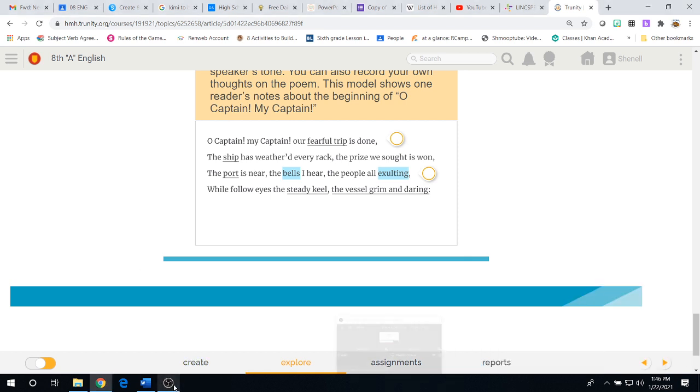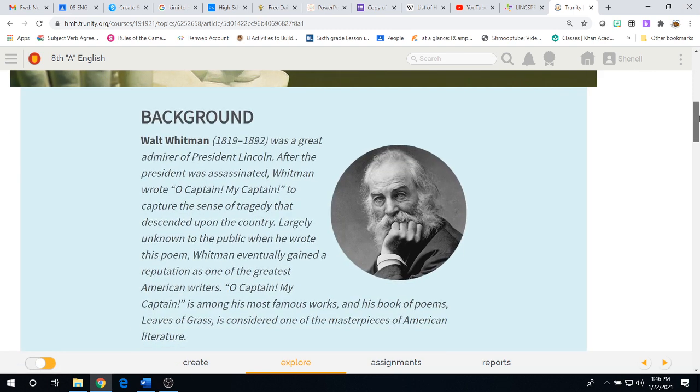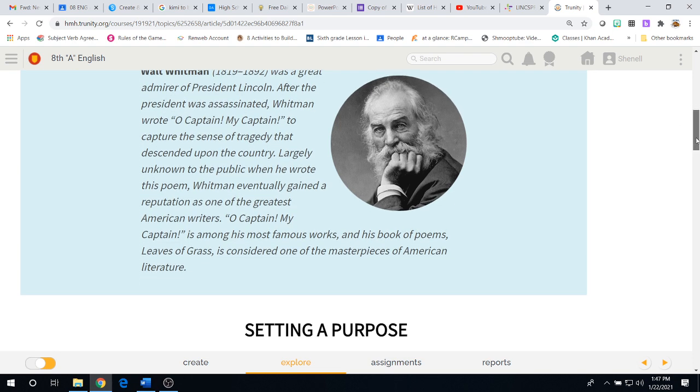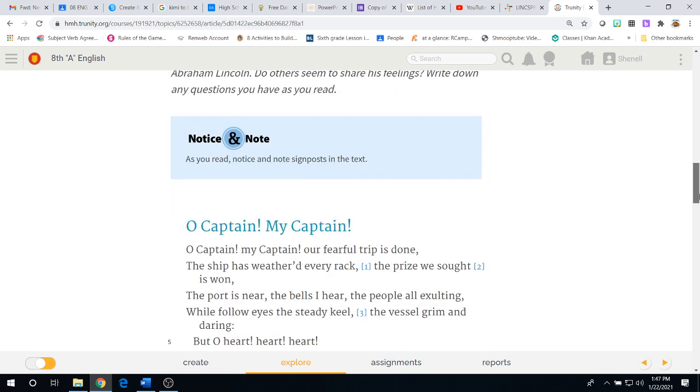So we're going to go to the poem now. Oh Captain, My Captain was a poem written by Walt Whitman. We have a little bit of info about him. He was born in 1819 and passed in 1892. He was a great admirer of President Lincoln, hence him writing Oh Captain, My Captain to capture the sense of tragedy that descended upon the country when he was assassinated. He was largely unknown to the public when he wrote this poem, but Whitman eventually gained a reputation as one of the greatest American writers. Oh Captain, My Captain is among his famous works, and his book of poems, Leaves of Grass, is considered one of the masterpieces of American literature.